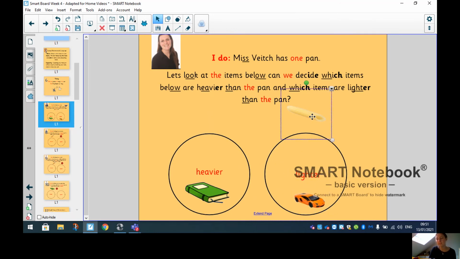Our next one is a piece of pasta. Now pieces of pasta are very light indeed. They hardly weigh anything when we feel it. Okay, so again, I think it's going to be lighter than our pan.